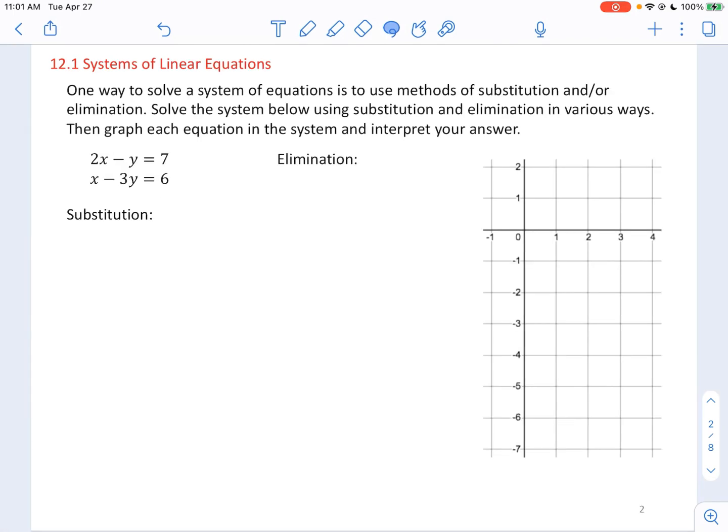And the substitution approach is to take either equation 1 or equation 2 and solve it for either x or for y, and then substitute that expression into the other equation. So this gives you 4 different ways you can begin this. I'll demonstrate 2 of them.